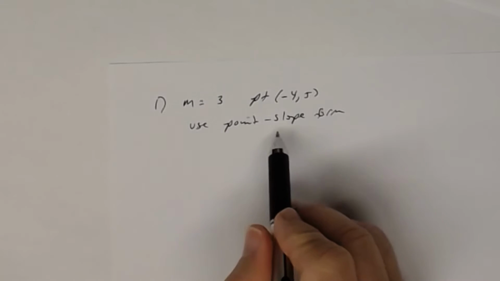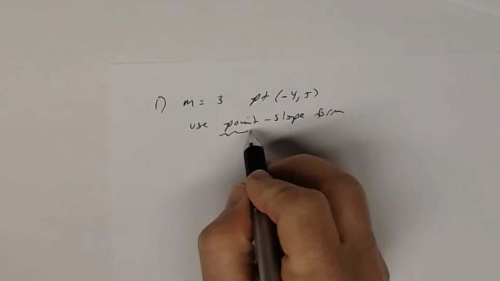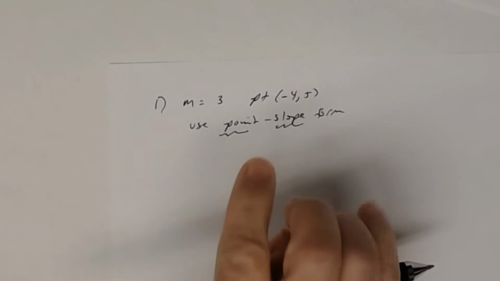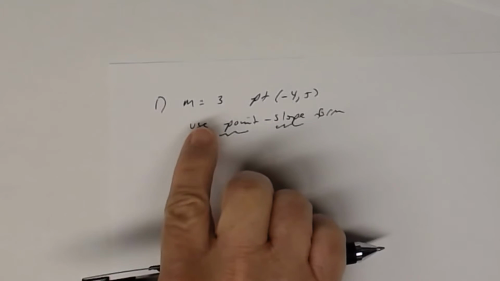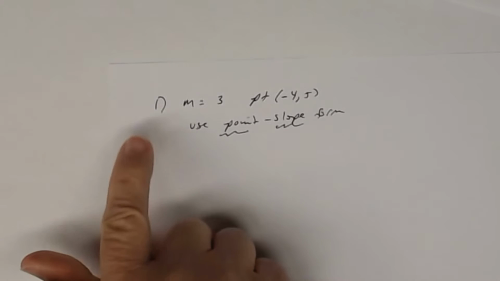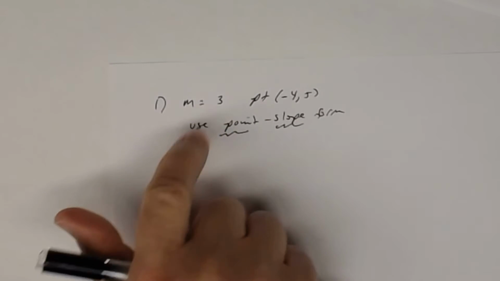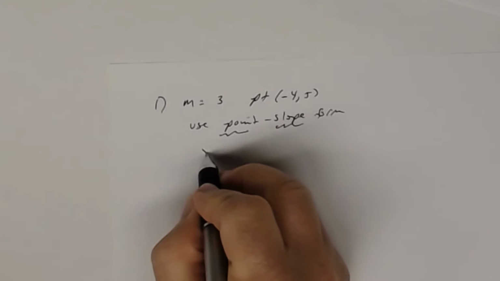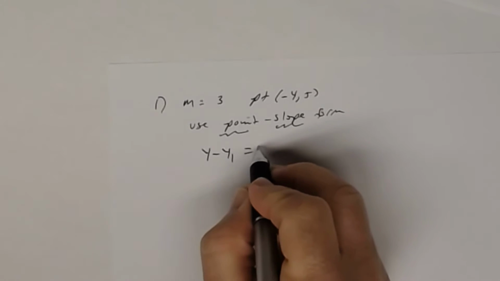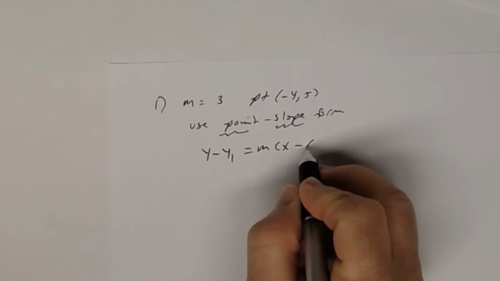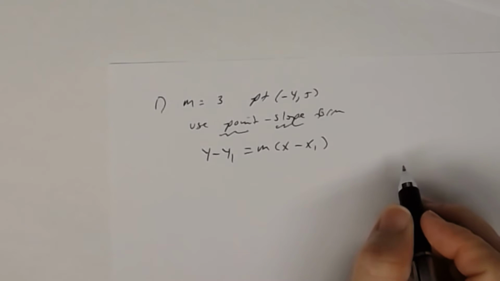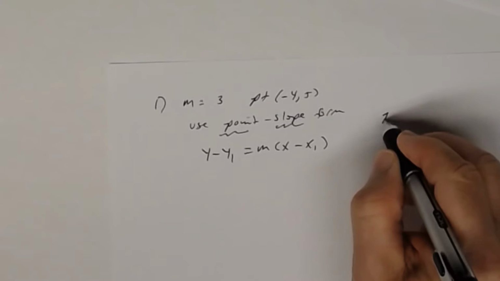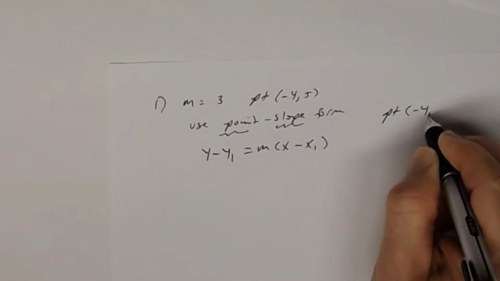But if I'm going to use point-slope form, I need to know a point on the line, which I do, and I need to know the slope of the line, which I do. That's why in these problems it's easier to use point-slope form, because in each of those problems, you're given a point and the slope of that line. Now remember, point-slope form is this: y minus y1 equals the slope times x minus x1. That is point-slope form. I'm going to go ahead and write the point here. So the point is (-4, 5).